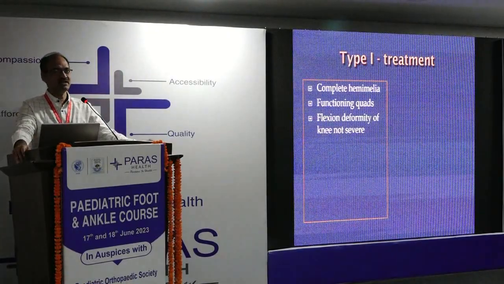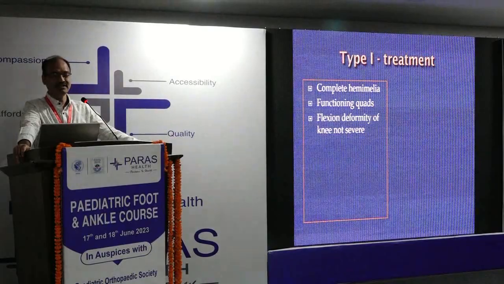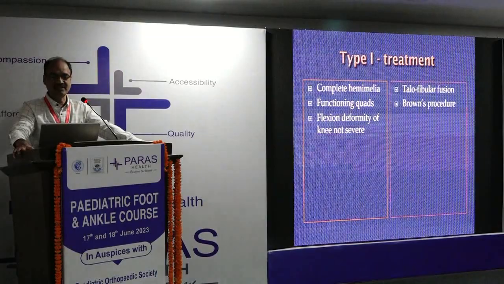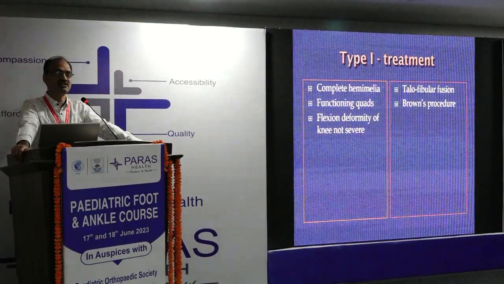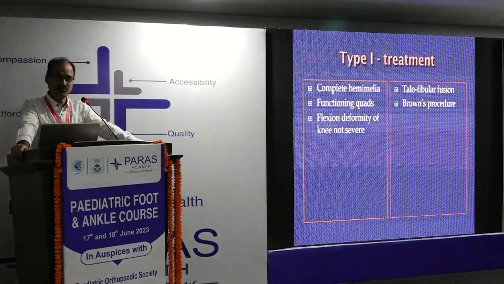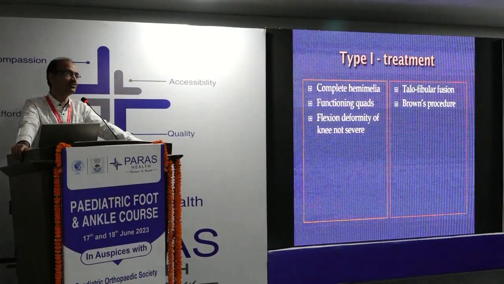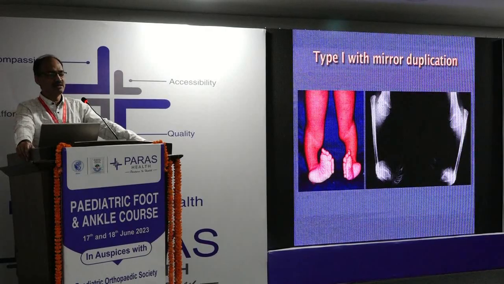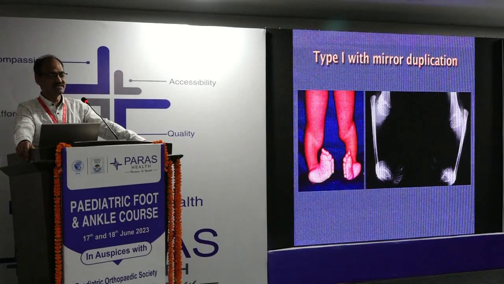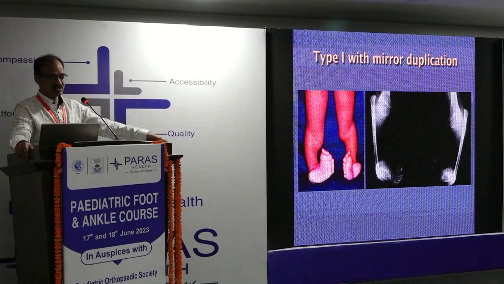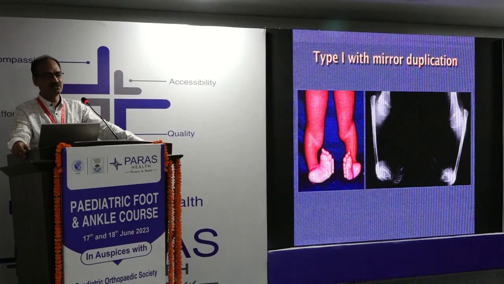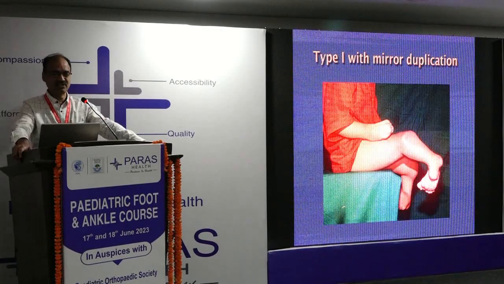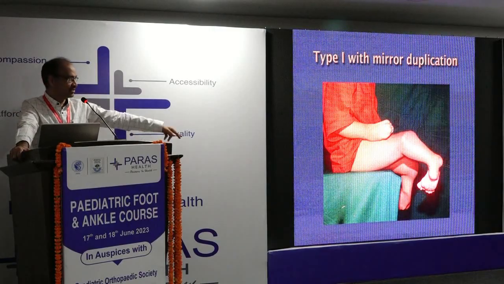By and large, when there is a complete tibial hemimelia, when the quadriceps is functioning and the flexion deformity is not severe, we can think about salvage. Salvage means tibia-fibula reconstruction, fusion and Brown's procedure. But Brown's procedure will also have its own problems. So it is like that. It is a type 1 tibial hemimelia, the tibia is completely absent, and there is duplication of the toes on both sides, a mirror image duplication. It is called preaxial polydactyly. We can do reconstruction, because the quadriceps is working.